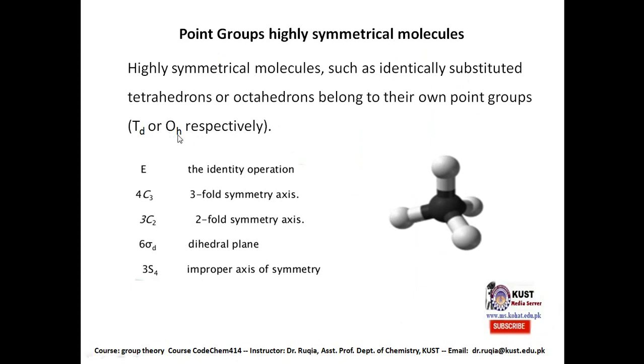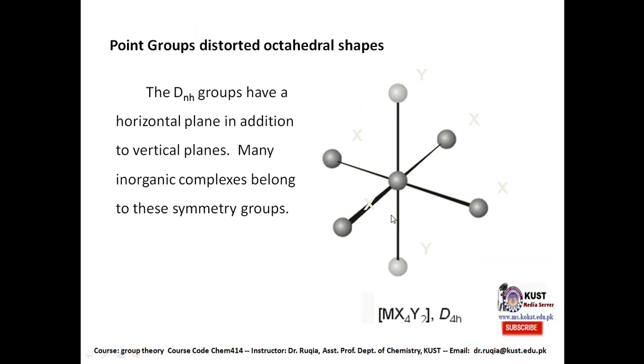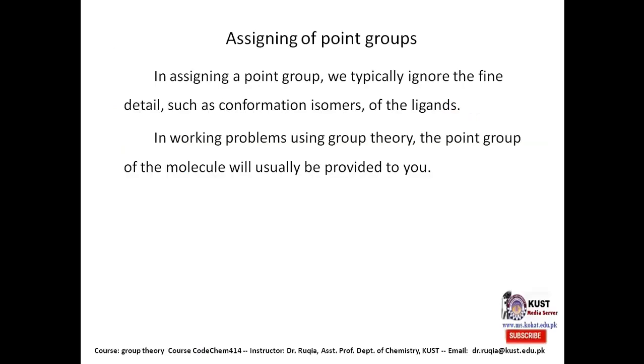Now the highly symmetrical groups are the cubic groups, which are the tetrahedral and the octahedral. They are highly symmetrical groups, and they possess quite a good number of symmetry elements. Any molecule or complex which possesses a tetrahedral structure will be placed in this class. Sometimes we come across distorted octahedral shapes. For example, if we have an octahedral molecule with 4 ligands as X and 2 ligands as Y, the bond length of the Y can either be elongated or shortened depending upon which type of ligand these are. Sometimes we come across these distorted groups, which have D4h symmetry. They have a horizontal plane in addition to the vertical planes. Many inorganic complexes belong to this class of symmetry.